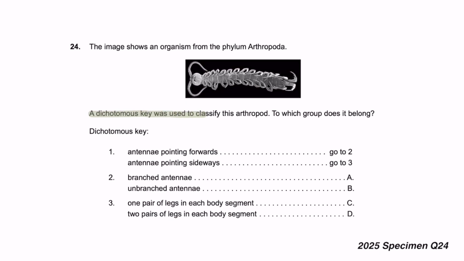A dichotomous key was used to classify the animal in the diagram as an arthropod. The antennae are pointing sideways. There is 1 pair of legs in each body segment.